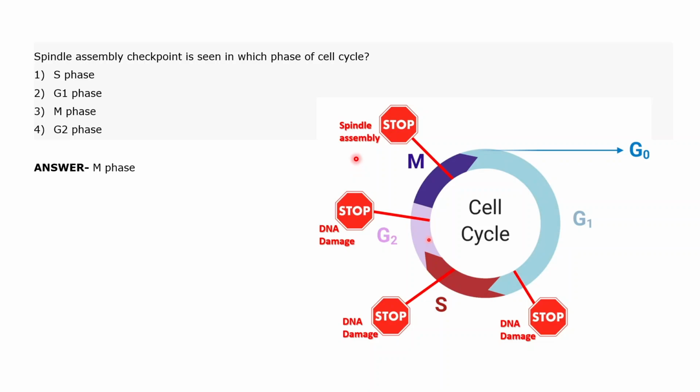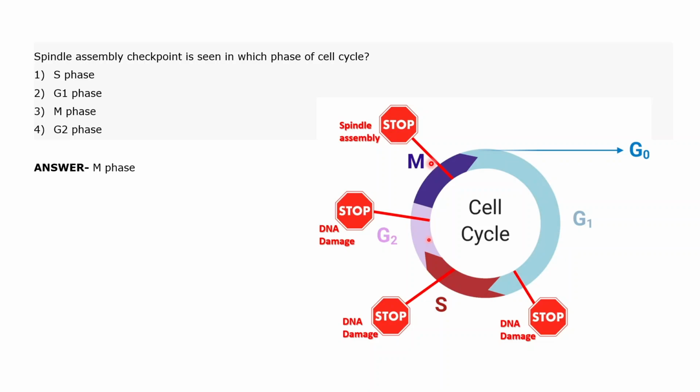So this spindle assembly checkpoint checks whether the interaction of the kinetochore with the spindle microtubules has taken place. Only then is this checkpoint passed. Otherwise, the cells will get arrested at this stage, or they will undergo apoptosis and the cell dies out.